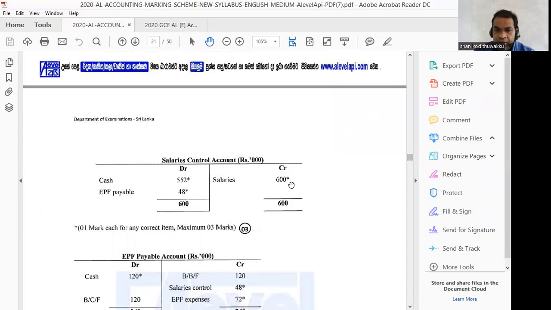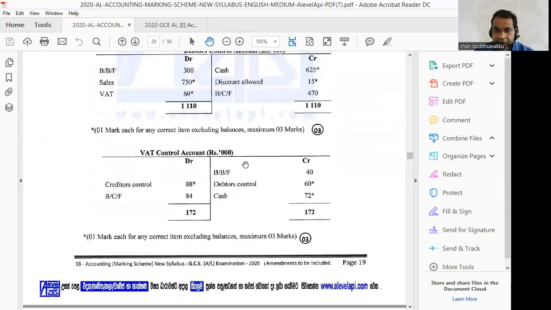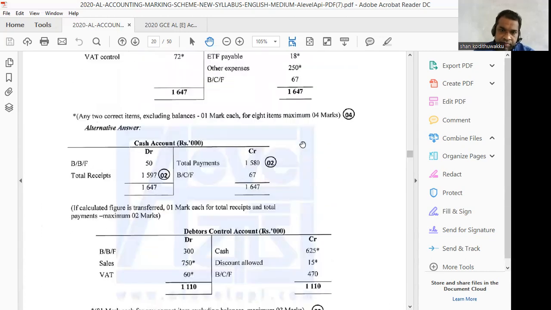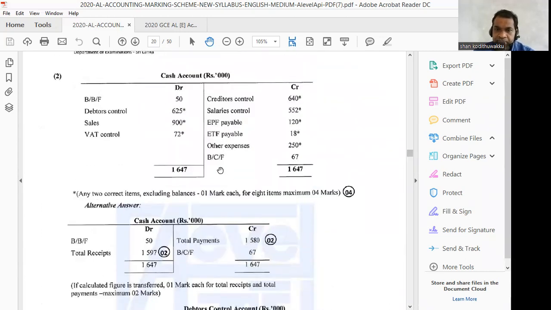Salaries expense account should be transferred to the income statement. And VAT control account, here you have a credit balance, carried down balance 84,000, which is a liability. When you prepare the extended statement of financial position, you have to include this 84,000 under current liability. The debtors control account balance will be 470,000. Therefore, under current assets in the extended statement of financial position, you have to mention just after inventory 470,000. Then the cash balance you have got is 67,000, that is a debit balance. Then you can put it under current assets.